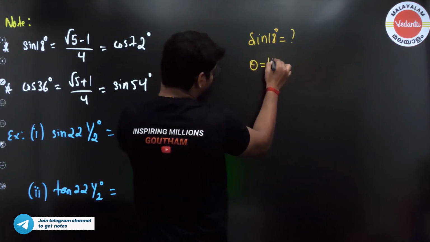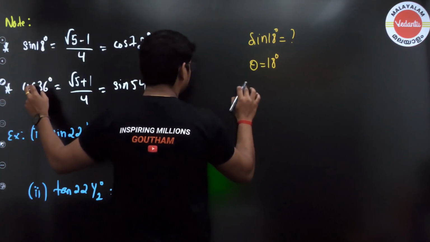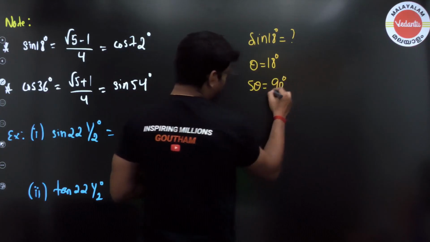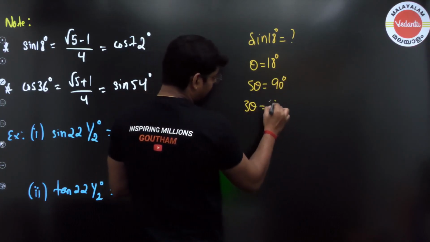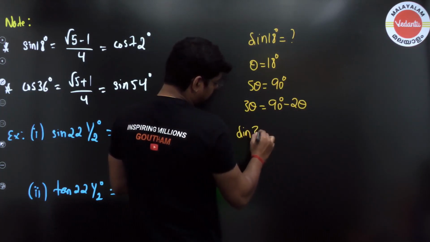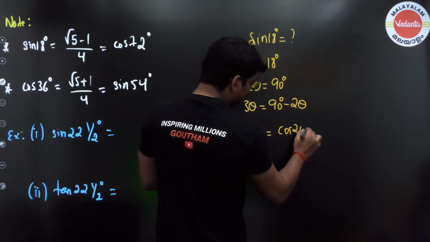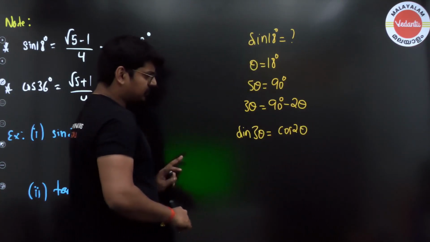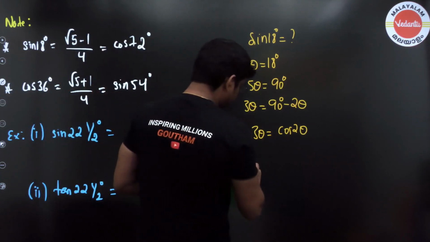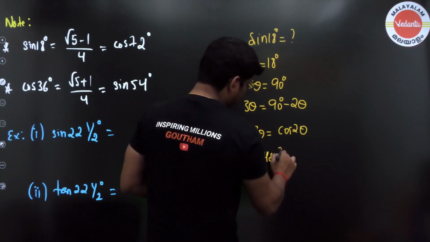You can take theta to be 18. So what is, let's say, 5 theta? What is going to be 5 theta here? 5 theta is going to be 90 degrees. You can write this as 3 theta is equal to 90 minus 2 theta here. If you apply sine on both the sides, I'll get sine 3 theta. Sine of 90 minus 2 theta is cos 2 theta. Right. So what is this going to be now? So you can write this as sine 3 theta is 3 sine theta minus 4 sine cube theta.